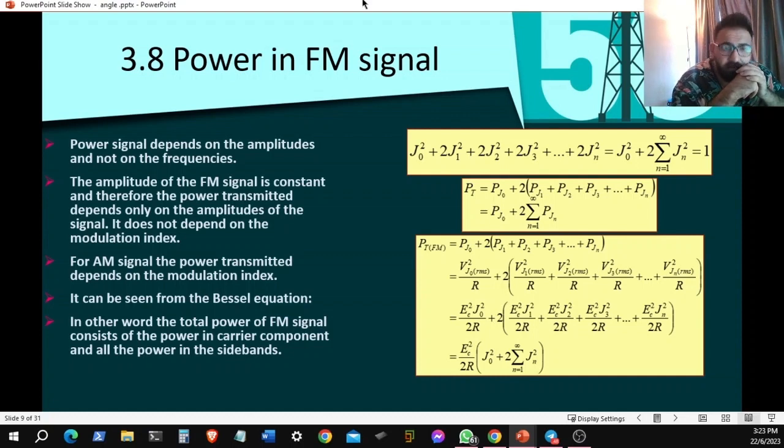It can be seen from the Bessel equation, as shown in the figures, that in other words, the total power of an FM signal consists of the power of the carrier component and all the power inside the sidebands. So when we want to find the total power, we need to consider the power in the carrier and the power in every sideband.